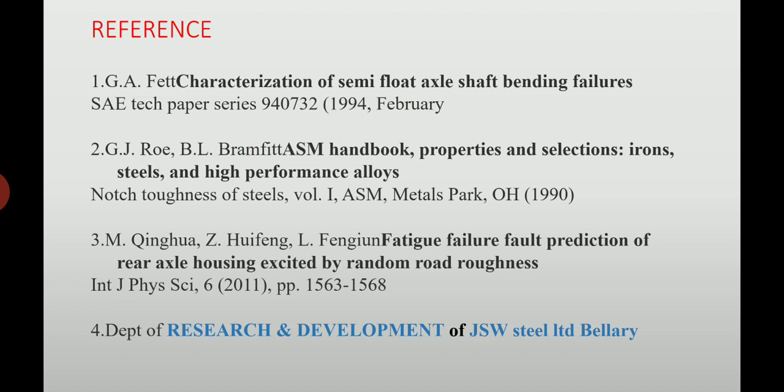References are taken from some authors, and with the help of the Department of Research and Development of JSW Steel Limited.